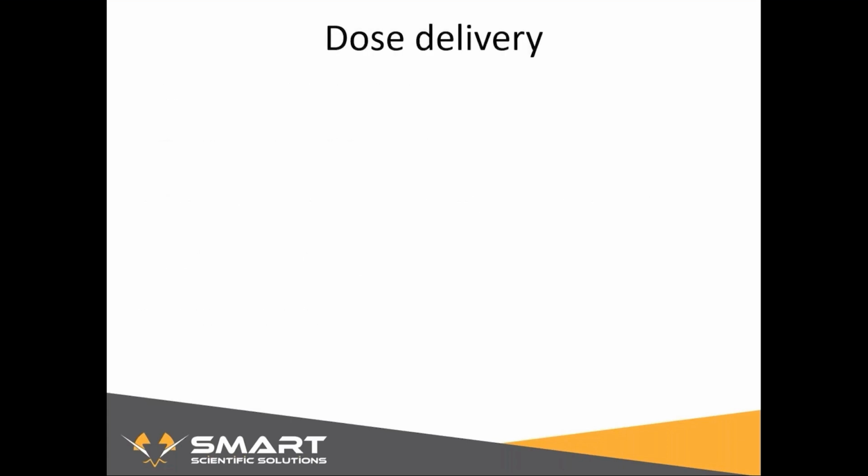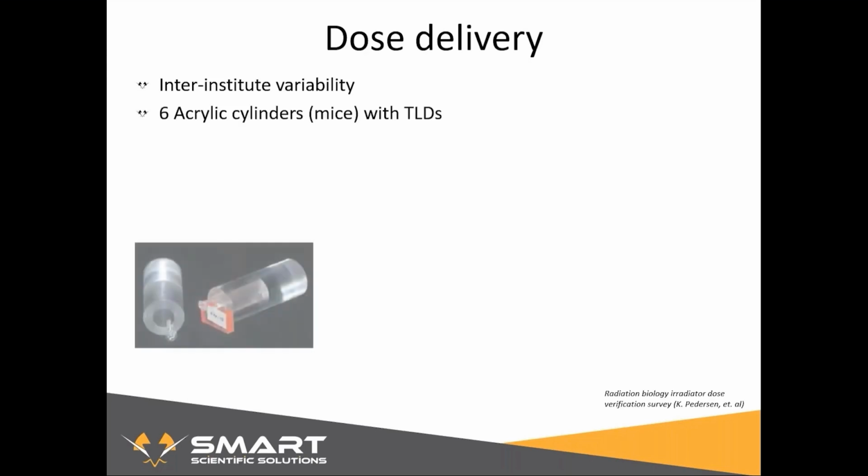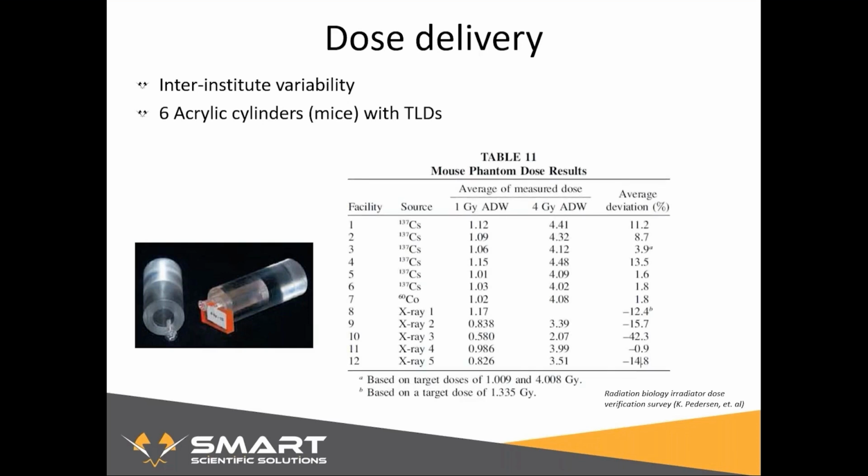So I'll use a few papers that were published relatively recently. The first is about inter-institute variability. That's a study by Peterson et al. And he sent 6 acrylic cylinders with TLDs to 12 different institutes. And 5 of those institutes have an X-ray tube. The other 7 had a radionuclide source. And they were just requested to give a 1 gray dose to 3 of the cylinders and a 4 gray dose to 3 of the other cylinders.